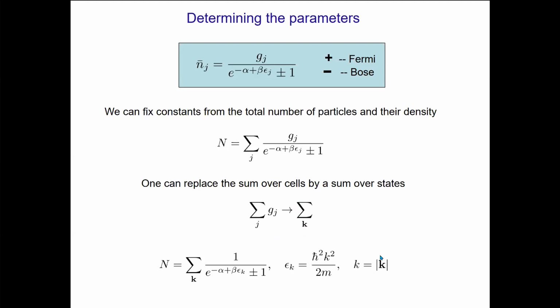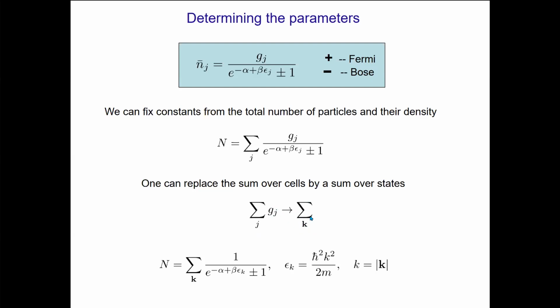Because in this case, if we know the absolute value of the momentum, the energy is given by this. So the energy is fixed, but we still have all possible directions of the wave vector or the momentum, and it will account exactly for this cell degeneracy in the discrete sense. So when we take a continuous limit, we can simply replace the sum over energy cells with the degeneracies by the sum over the wave vectors of particles, and this will automatically take into account the cell degeneracy.